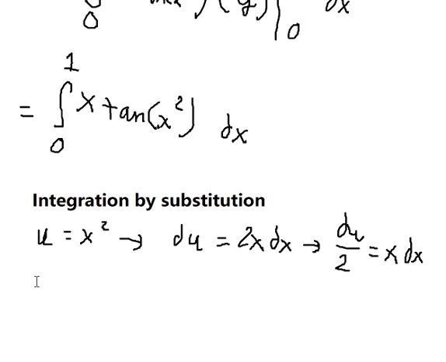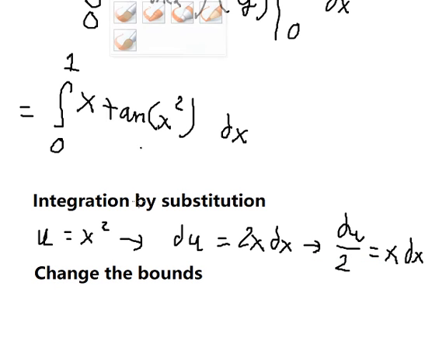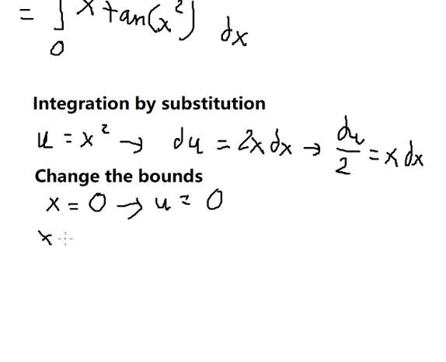Next, we need to change the bounds. So when x equals number 0, I will put number 0 go in here, and then we have u equals number 0. When x equals number 1, I will put number 1 go in here. So u equals number 1.